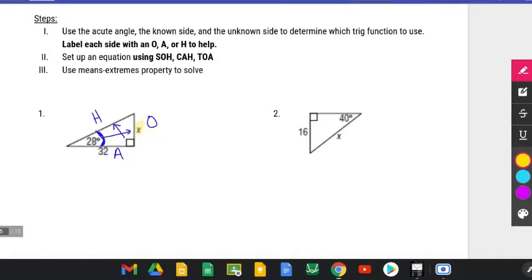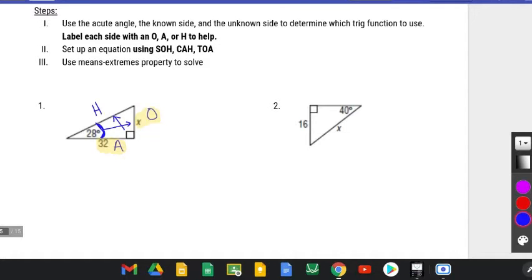Looking at these labeled sides now, I see that O and A are the two sides that are labeled, which means that the function that I need to use is tangent. So I'm going to write my formula. The tangent of theta is equal to O over A. Now I'm going to substitute in: tangent of my angle, theta is always an angle, is equal to the side that I labeled O over the side that's labeled A.